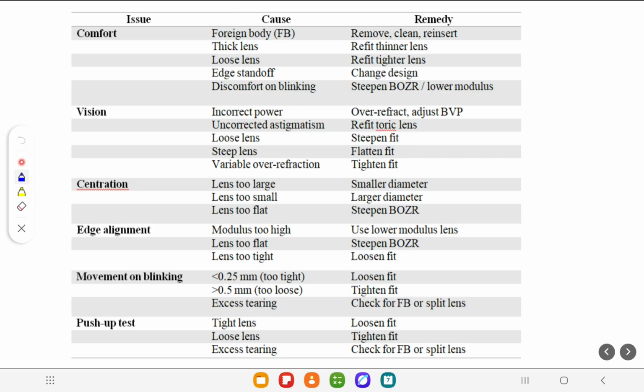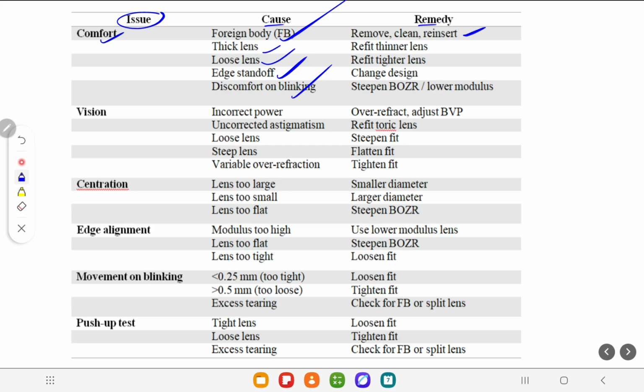Let's see how it goes. Yes. So we are talking about issues, causes, and remedies in soft contact lens. If the issue is comfort, what can be the cause? Definitely foreign body, thicker lens with more interaction with the upper lid, looser lens. That's really simple. The looser the lens, the more discomfort there is. So edge standoff is also one of the features of a too loose lens. Discomfort on blinking is definitely if there is surface deposit or any other things.